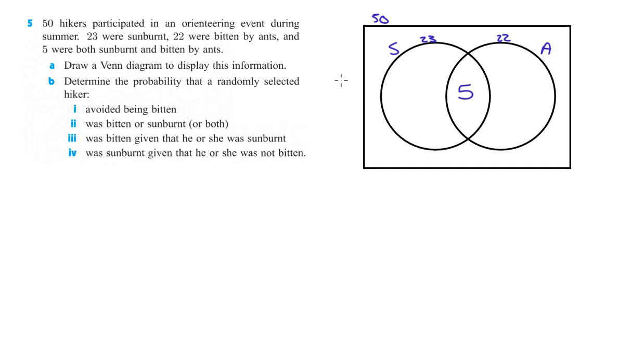Draw a Venn diagram to display this information. So we know there's 23 total in here. If there's 5 already here, 23 minus 5 gives us that this here has to be 18. And then same thing for over here. 22 minus 5 gives us that this here has to be 17. Okay? And we know that all of these 3 plus this outside here have to add up to 50. So if we do 18 plus 5 plus 17, let's see, it gives us 40. So that means that there are 10 people out here that were neither sunburnt or bitten by ants.